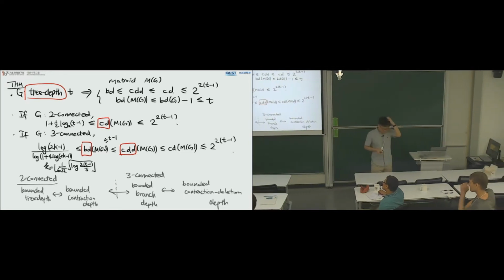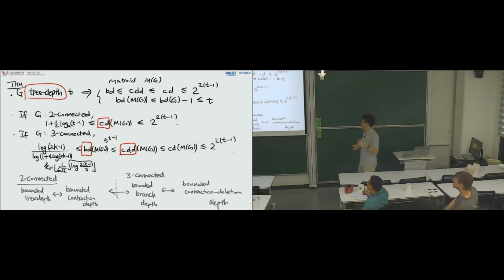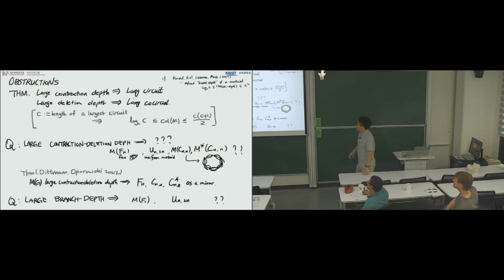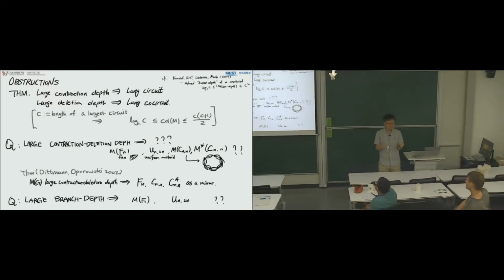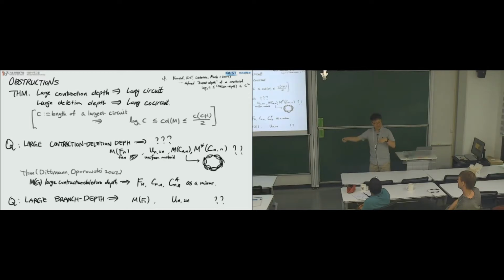So is that good evidence? Well, I don't know. Now, how about the obstructions? Tree depth has a really easy obstruction: the graph has large tree depth if and only if it has a long path. We don't yet have any satisfactory answer for matroids.